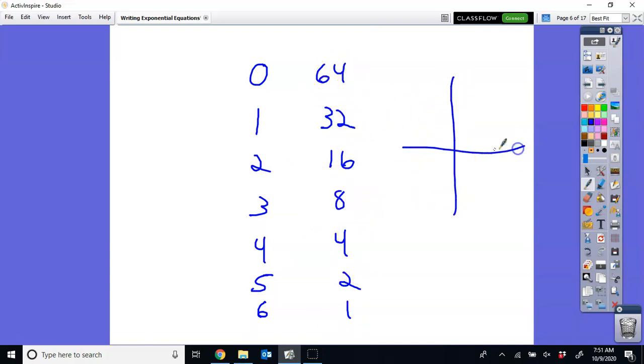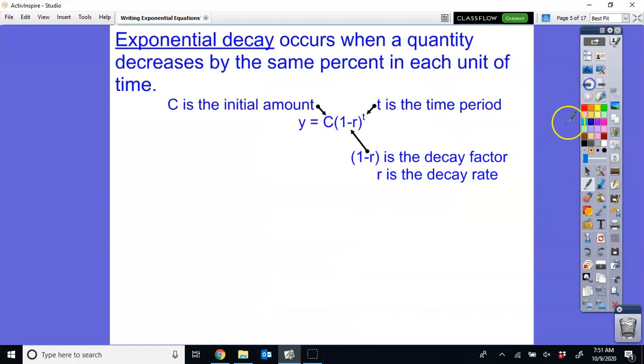It's kind of just the reverse of what we saw before. This is going to start up here and then come down this way. But it's still that kind of ramp shape that we talked about. It's just decaying or decreasing by a percentage every time. So when we talk about exponential decay, we're talking about things that decrease by the same percent. Notice the only difference in that function is 1 minus r.